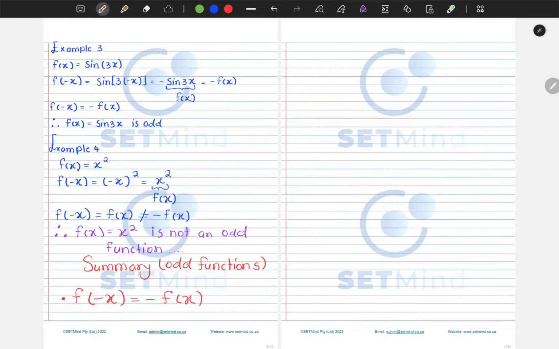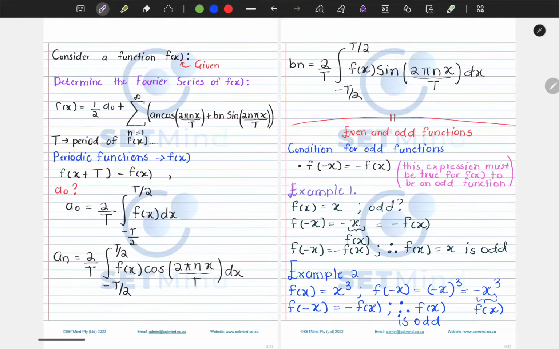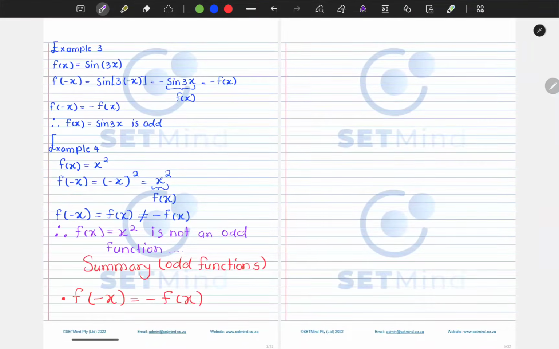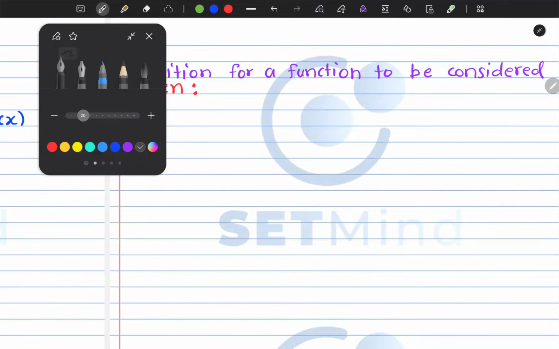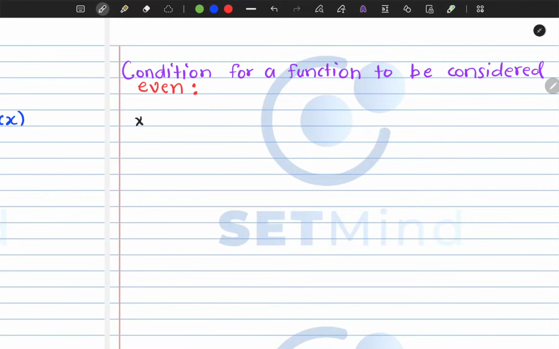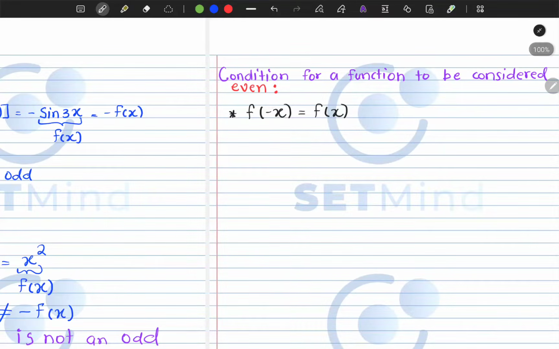Okay, now next let's dive into even functions. So we've done odd, we now need to deal with even functions. So first we need to establish what is the condition that needs to be met for a function to be classified as an even function. So let's have a look at the condition that we need to make sure that we do meet for a function to be considered even. That condition is whenever we are doing f of negative x, we should get the same answer as f of x. That is the condition that we are going to use to test if a function is even or not.